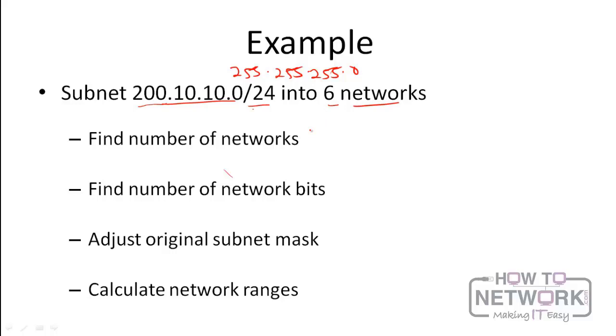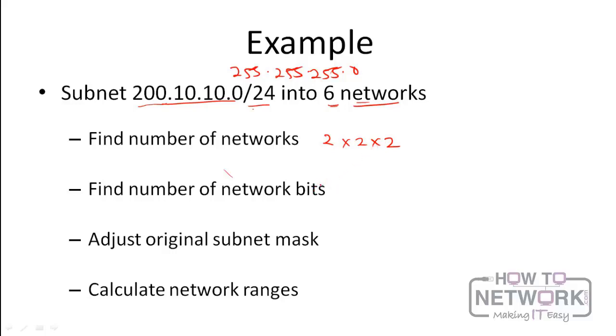The first step is to find the number of networks. When I say the number of networks here, you'll be surprised because we already have six networks. But what this means is find the closest multiple of 2 to the number of networks. So what we're going to do is, again, start from 2 and multiply by 2 till we get to the first number that is above 6. So we're going to start from 2, multiply by 2 to give us 4, multiply by 2 to give us 8. And since 8 is greater than 6, we will stop there.